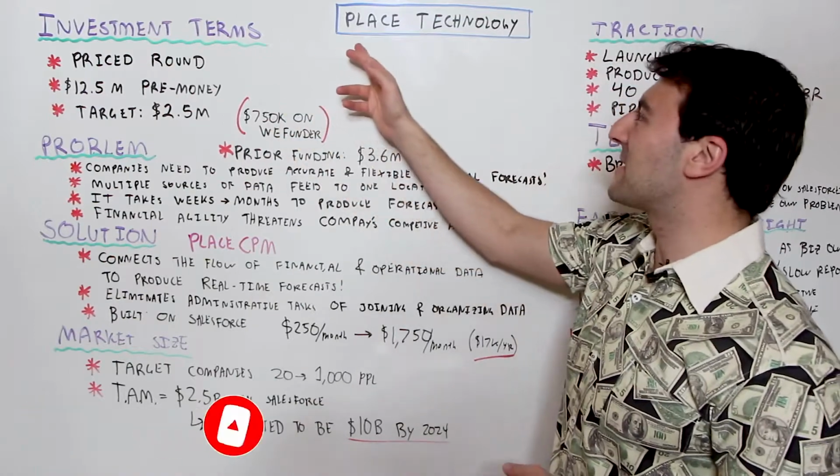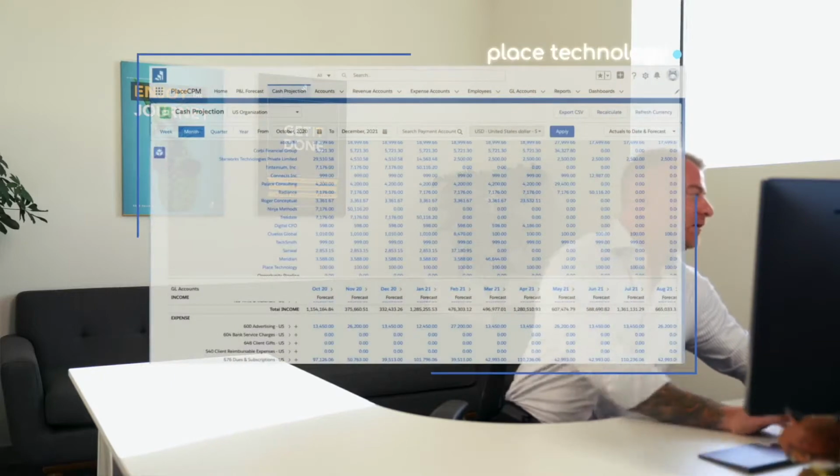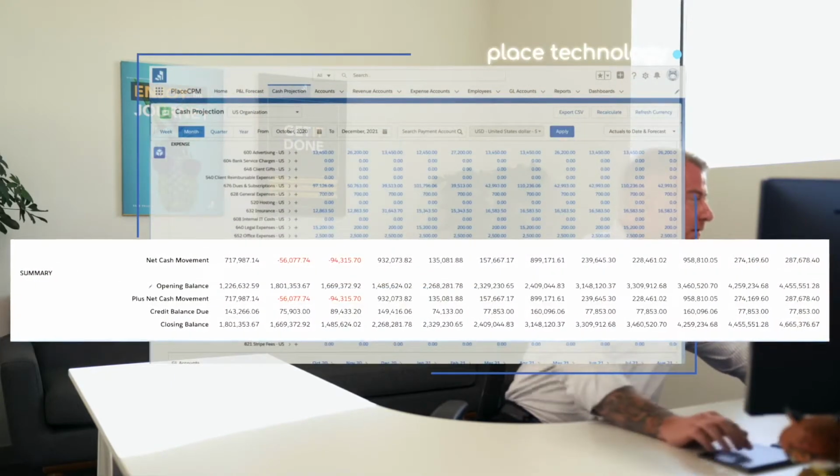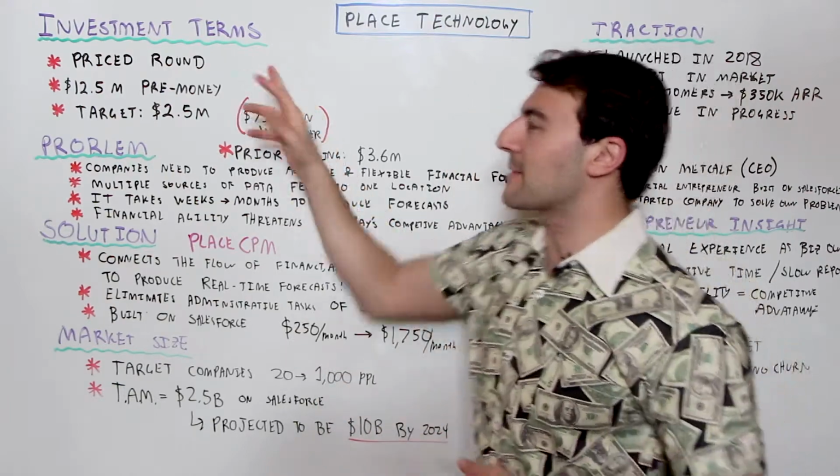The company I invested in is called Place Technology, and this is basically a platform that connects the flow of financial and operational data to produce real-time agile forecast. We'll get into the company in just a little bit. Let's talk about the investment terms.